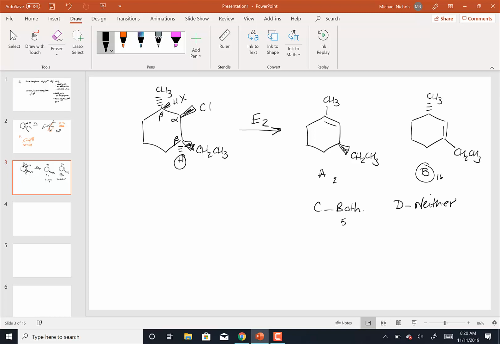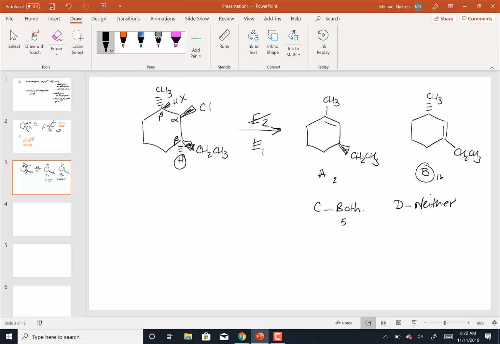So in terms of possible products for E2, it's only B. What are the possible products if this was E1? If I said, okay, let me change this mechanism now to E1. If I change this to E1, what are my possible products?